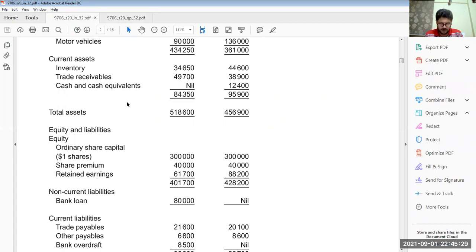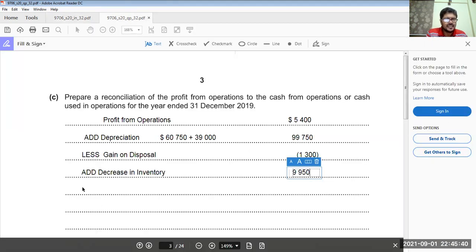Next, trade receivable is increasing. Increase in trade receivable would reduce your liquidity, so it's going to be deducted. 38,900 minus 49,700. 10,800 is going to be deducted. Less increase in receivables, that is 10,800. We have kept our policy to keep all deducted items in bracket.